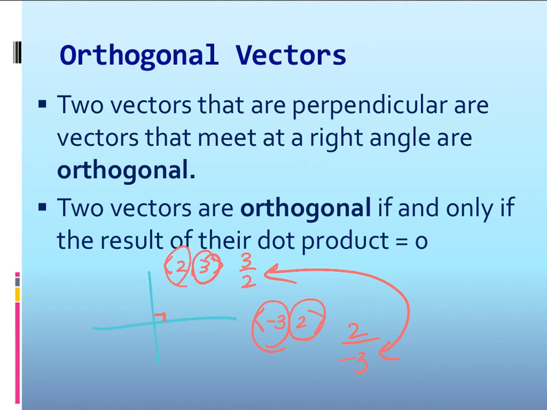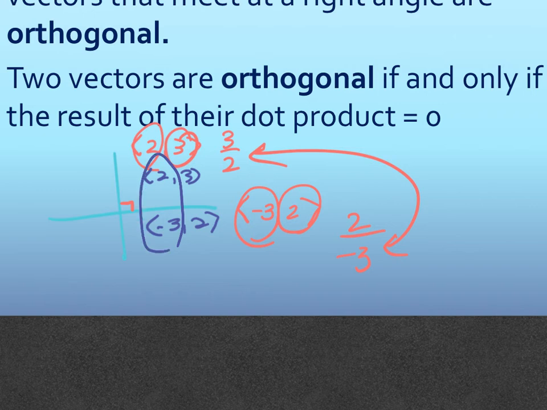Or I do the dot product. So if I had 2, 3, and negative 3, 2, then for the dot product, I would multiply these two together, 2 times negative 3, add to it, multiply these together, 3 times 2, negative 6 plus 6, which would give me 0. So there's two ways to test to see if they are orthogonal. One is that the slopes are opposite reciprocals. The other is that the dot product of the two would be 0.